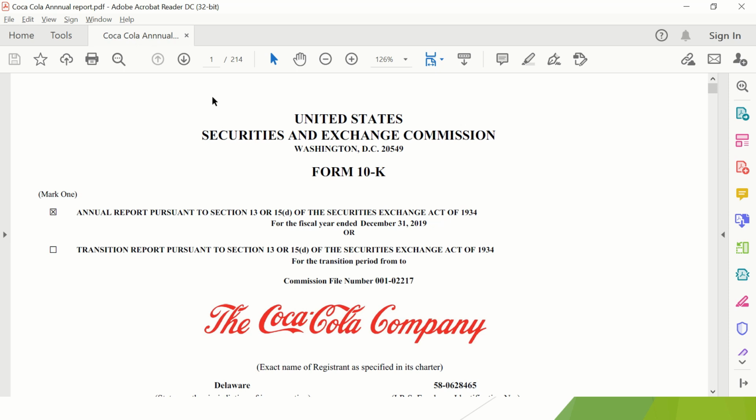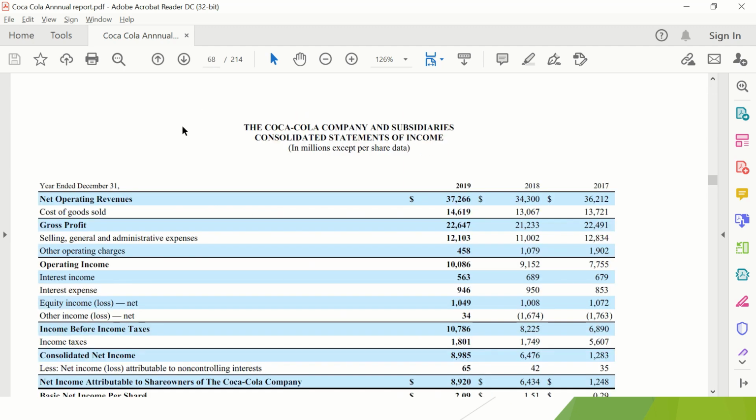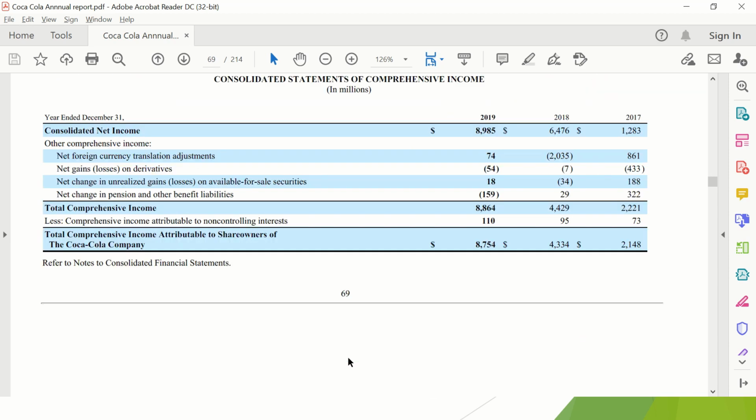So I'm going straight into the place where financial statements are present in this Form 10K, which is page number 68. It starts with the profit and loss account, in which he has given the revenue, cost of goods sold, gross profit, other expenses, other income, interest expense. Finally, he has given profit before tax, taxes, net profit after taxes. This is the way income statement will be looking.